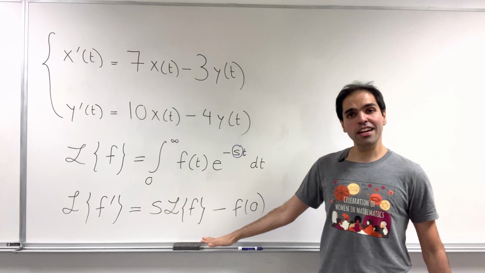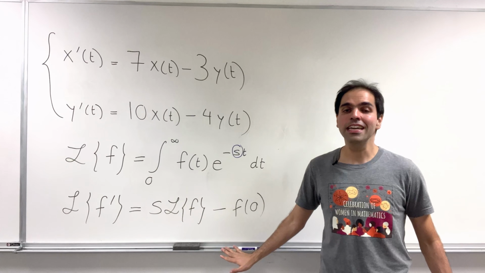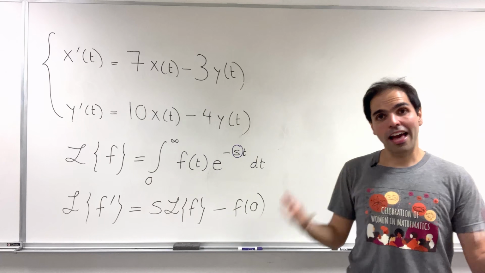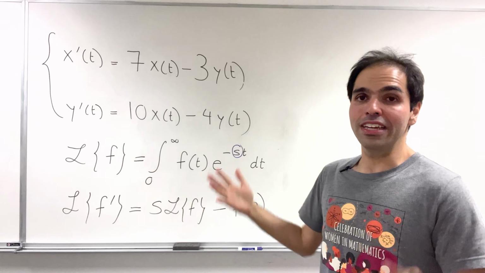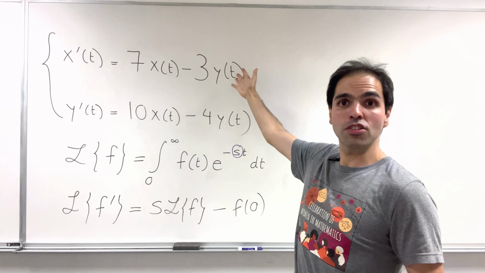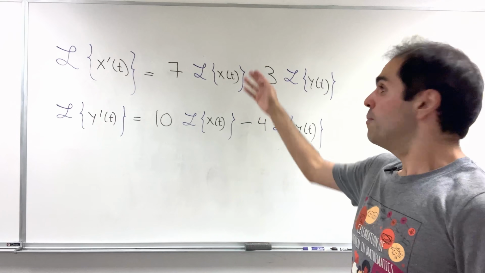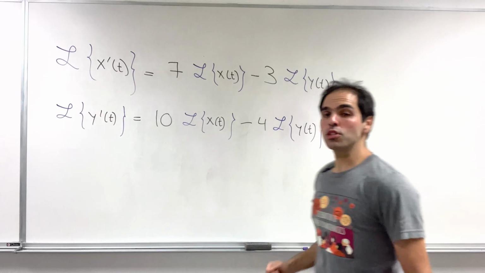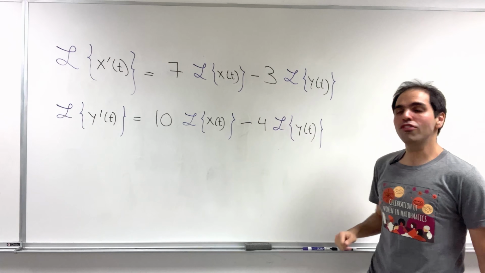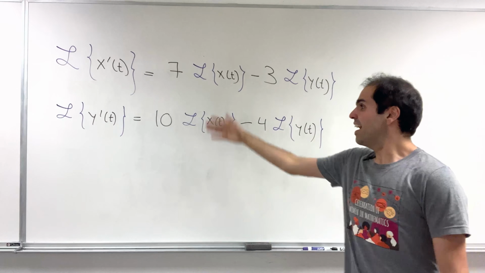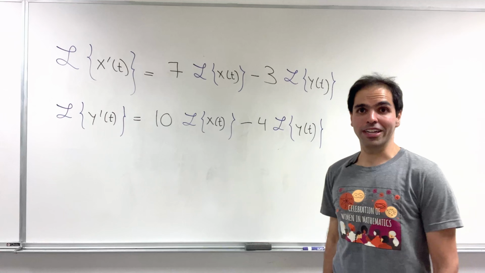In particular, because of this property, it works very nicely with differential equations. And in fact, what we would like to do is apply the Laplace transform to each equation separately. So, Laplace of x prime equals 7 Laplace of x minus 3 Laplace of y. And same thing for the second equation.